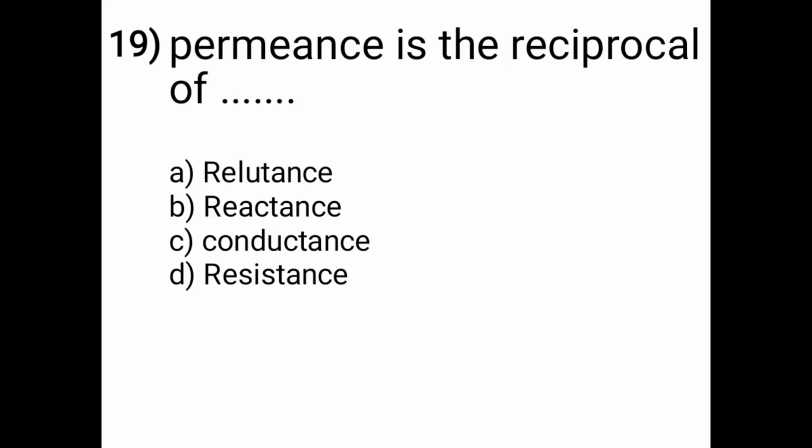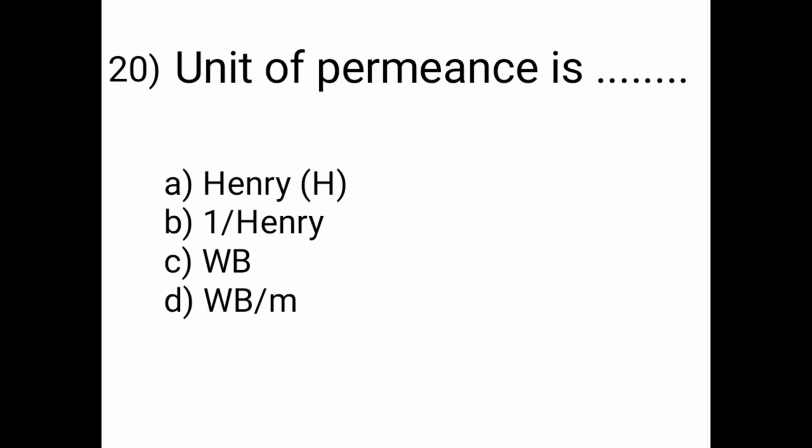Then next question is, permeance is the reciprocal of. A is reluctance, B is reactance, C is conductance and D is resistance. So the correct answer is option A, reluctance. Permeance is the reciprocal of reluctance. So the next is, unit of permeance is. Options are A is Henry, B is 1 per Henry, C is Weber or D is Weber per meter. So these are the four options and the unit of permeance is Henry. Means option A is the correct answer.